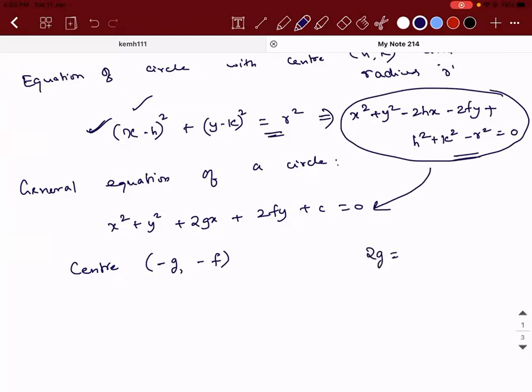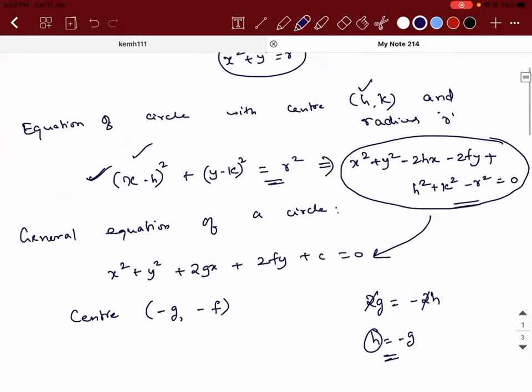Then 2g will be equal to minus 2h. Cancel it. h is equal to minus g. So you told the center is h comma k, then this is the equation. Then h is equal to minus g. Similarly, if you do a comparison, 2f will be equal to minus 2k. Cancel them. k will be equal to minus f.